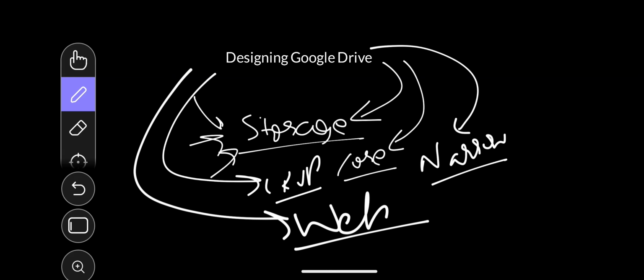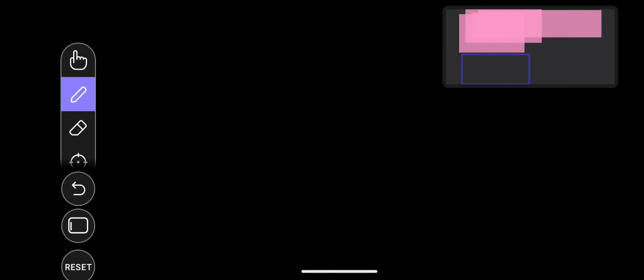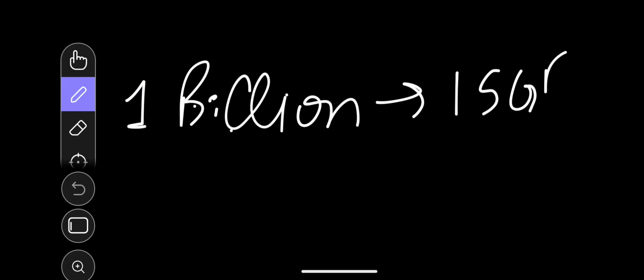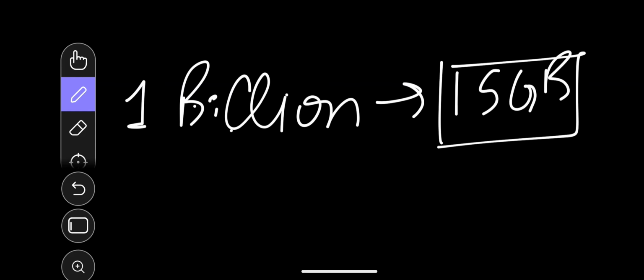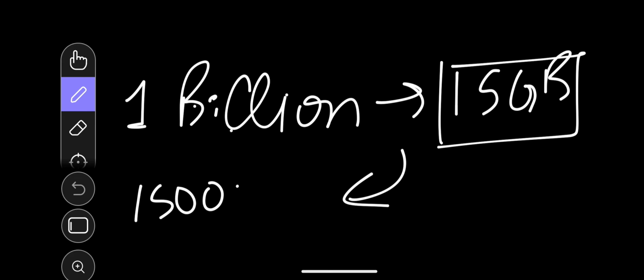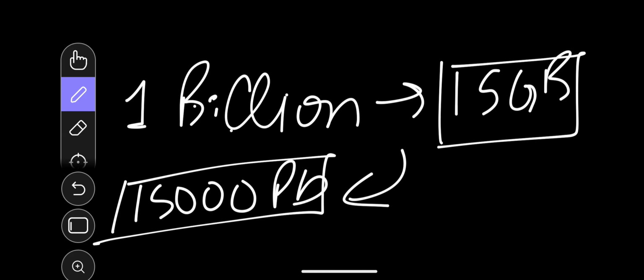Now let's look at how many people we are building this for. There are a lot of users of Google Drive, so for this video we are going to assume we are building this for 1 billion users. For every user, let's take an average of 15 GB of storage. From this, we can say we need to build this for 15,000 petabytes. This is the total storage that we will need, and it needs to be highly available, right?